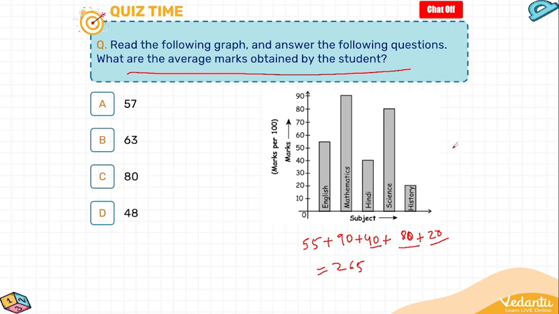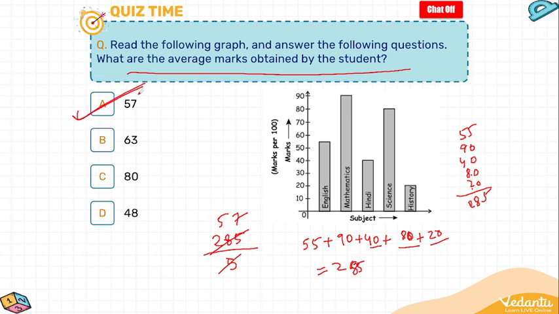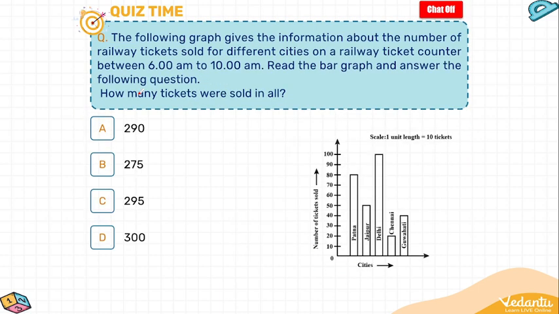Let me check once again. 55, 90, 40, 80, 20. The total comes to 285. That is your total marks. Now, dividing by 5 subjects, 5 fives are 25, 3 is left, 5 sevens are 35. So the right answer is 57. Okay, students, the right answer is 57.